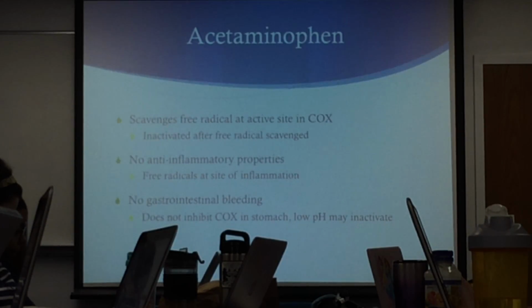Acetaminophen is very different. So as I told you, in the cyclooxygenase biosynthetic process, it has to generate a free radical. Acetaminophen is a free radical scavenger. So when acetaminophen binds to cyclooxygenase, you're generating free radicals. Acetaminophen scavenges those, and so the reaction cannot proceed. One thing about acetaminophen is that it has no anti-inflammatory properties whatsoever.